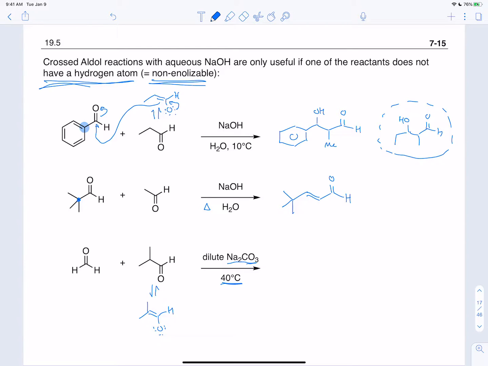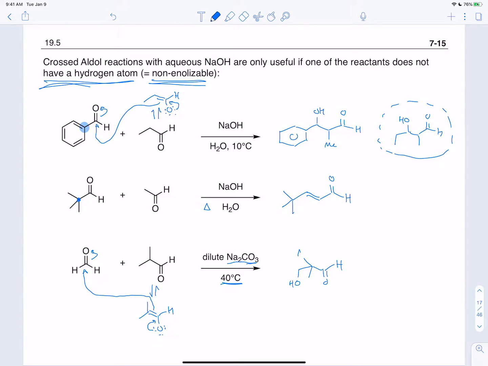things like formaldehyde that have two hydrogens, these also cannot be deprotonated. They would not have any resonance stabilization if you tried to deprotonate those hydrogens. And after attack and reprotonation, we get this hydroxyaldehyde product.